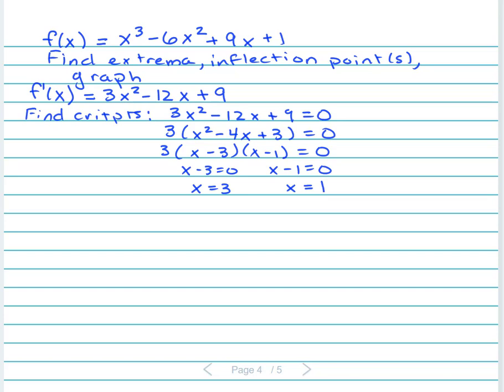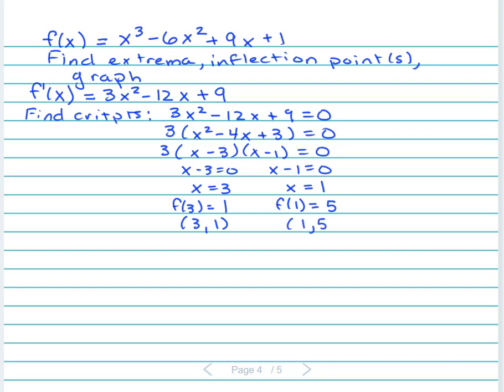Just for the sake of completeness, we can find the y values of these points by plugging them into the original function. f(3) is 3³ − 6 times 3² + 9 times 3 + 1. I'll be honest with you, I used a calculator earlier and I found that this was 1. f(1), if we plug 1 into the original function, we would get 5. And again, I did not do this in my head. I used a calculator earlier. So our critical points are (3, 1) and (1, 5).